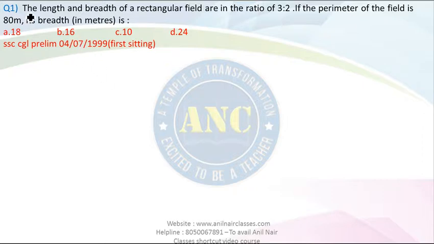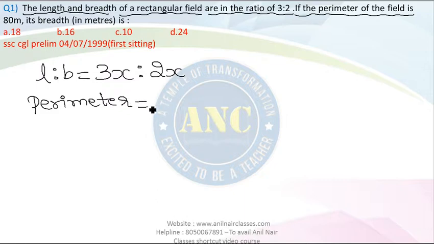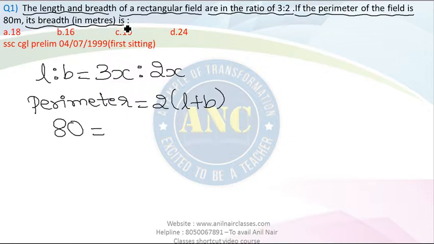Now see here, sir. The question is: the length and breadth of a rectangular field are in the ratio 3:2. If I take it as 3x and 2x, and the perimeter of the field is 80 meters, the perimeter of a rectangle is nothing but 2 times (L plus B). The perimeter is given as 80 meters. Its breadth in meters is how much?